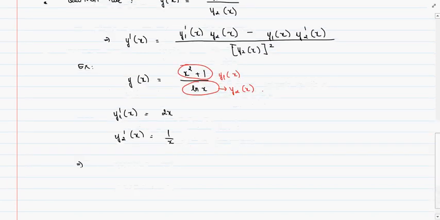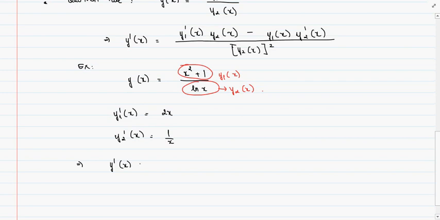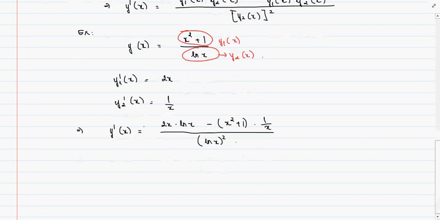So applying the quotient rule, it gives you y dash of x equal to y1 dash of x, which is 2x, multiplied by the y2 function by itself, which is log of x, minus the y1 function by itself, which is x squared plus 1, multiplied by y2 dash of x, which is 1 on x, and everything divided by the y2 function squared, which is log of x squared. So this is the differential of the function y with respect to x using the quotient rule.